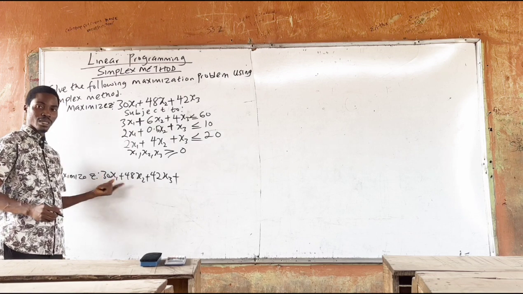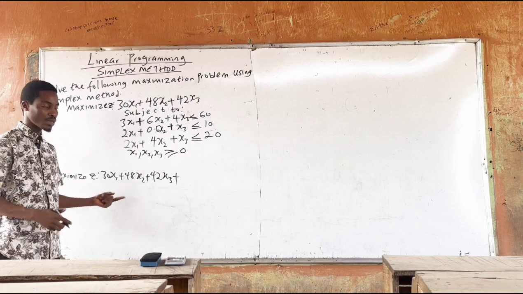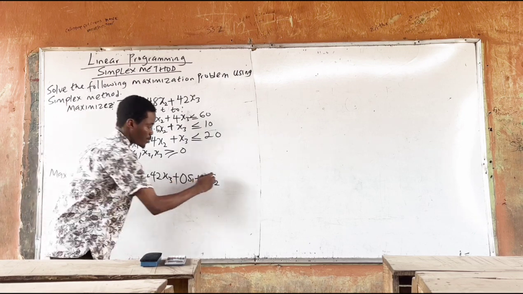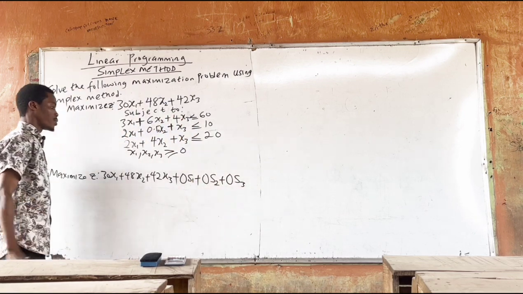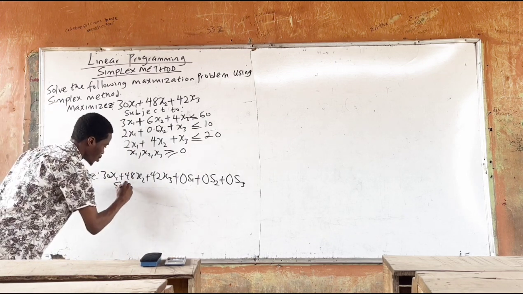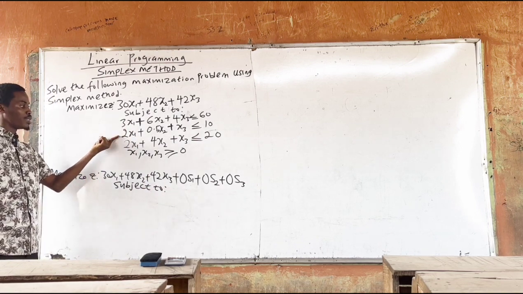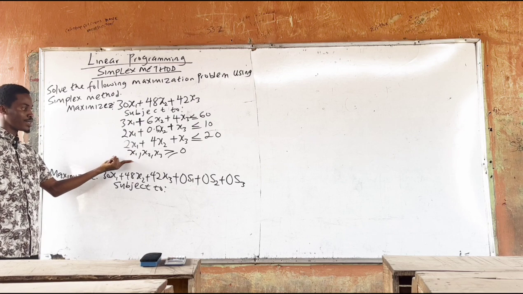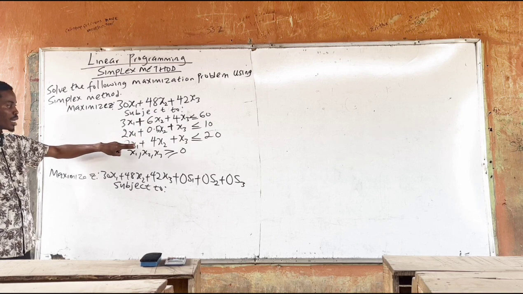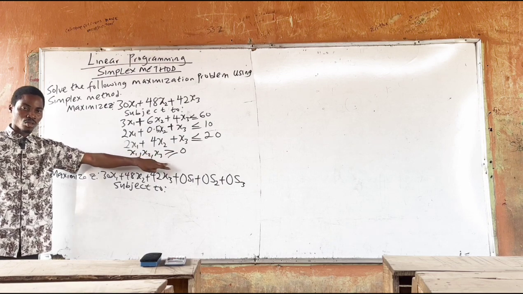How many decision variables are there? We have three decision variables. It means s1, s2, s3 are the slack variables I'm going to add to the objective function: plus 0s1, plus 0s2, plus 0s3. Since I've added my slack variables to this objective function, subject to the constraints: this is my first constraint, this is my second constraint, this is my last constraint, and this one is the non-negativity of the constraint. So I'm going to add s1 here, s2 here, s3 here. Then I'm going to have the continuation: x1, x2, x3 greater than or equal to 0.